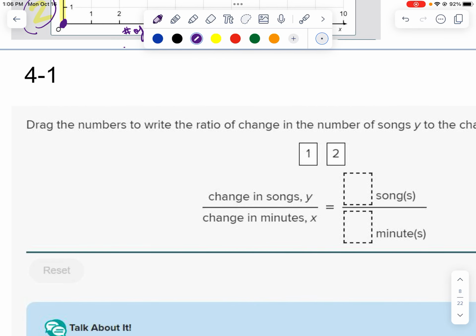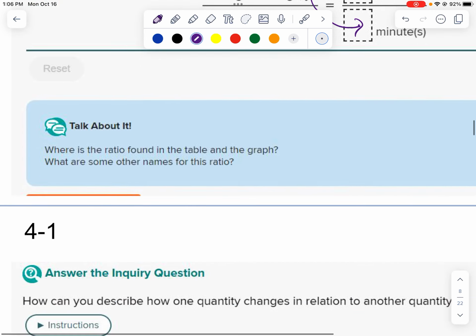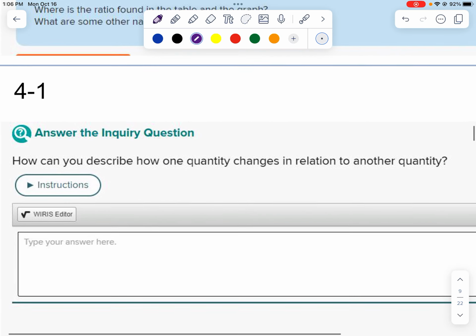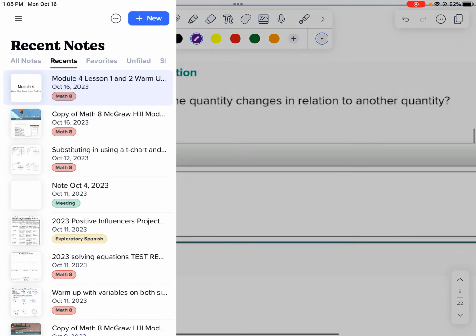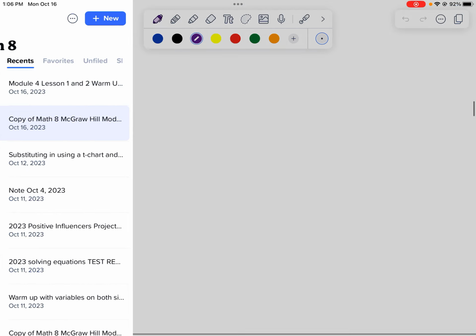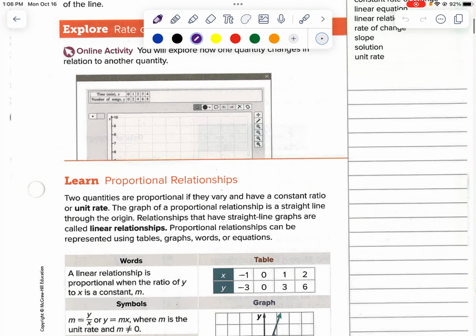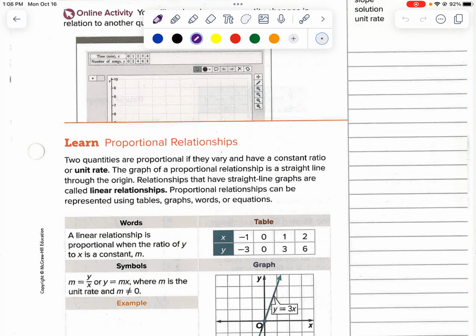So I can get 2 songs every 1 minute. Okay, awesome. Now we're going to go back to our lesson and go over a few things.